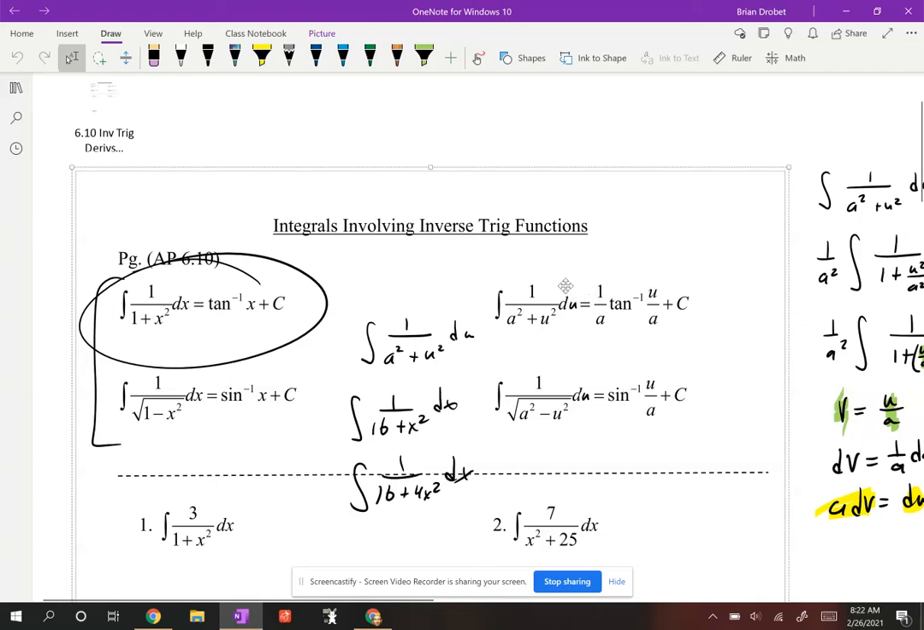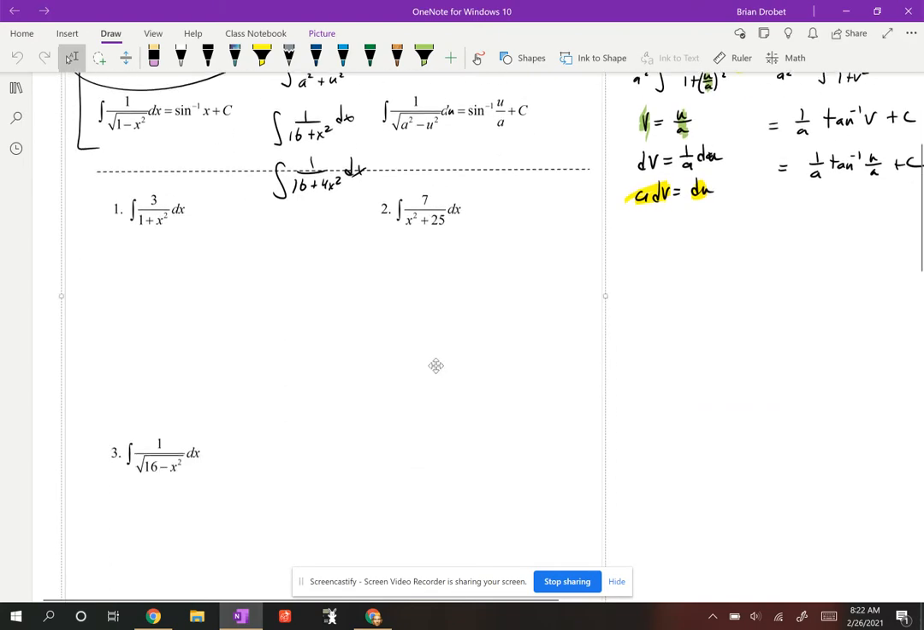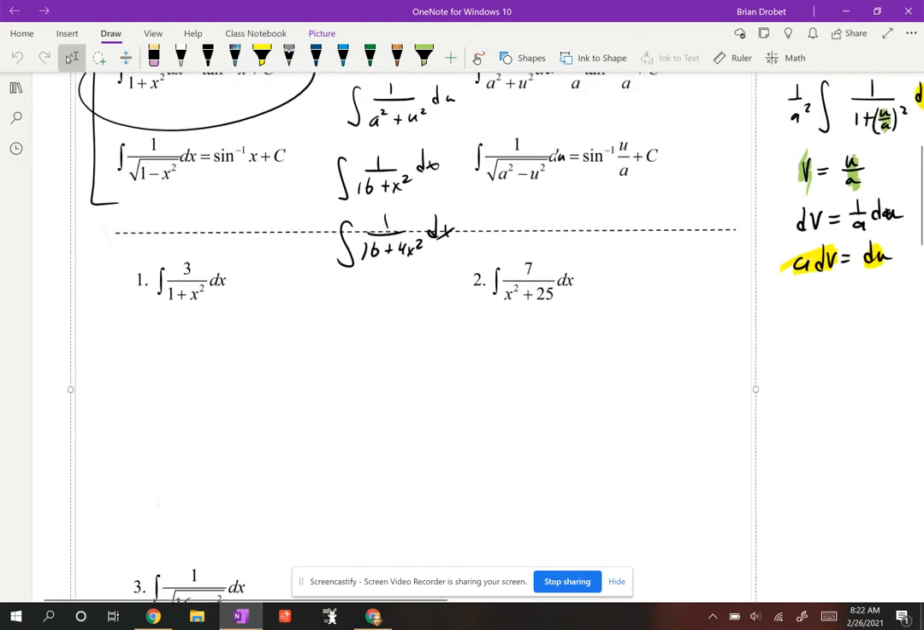All right, back to integrals involving inverse trig functions. So in the last video, I kind of went through the proof of why this formula works. I won't do the same here, but we're just going to go ahead and do a couple of examples where we apply this stuff. So when are we going to use this?